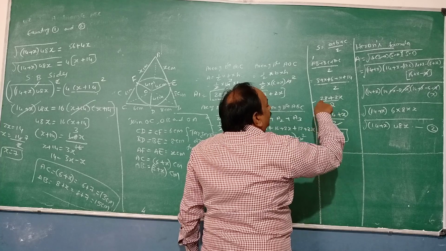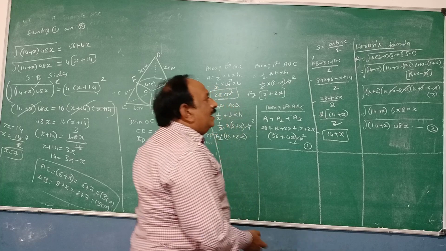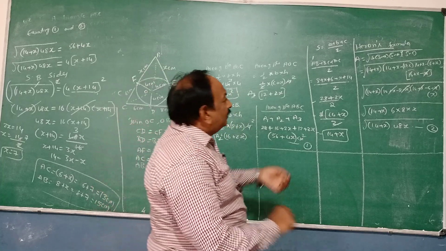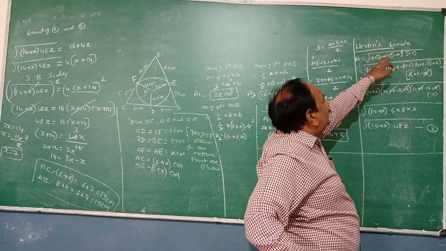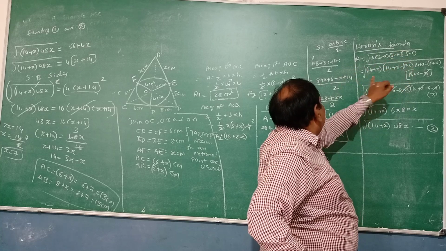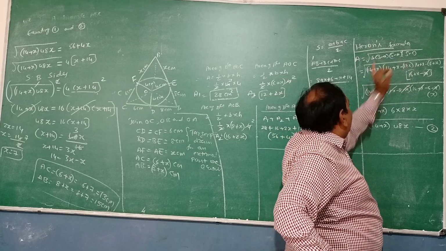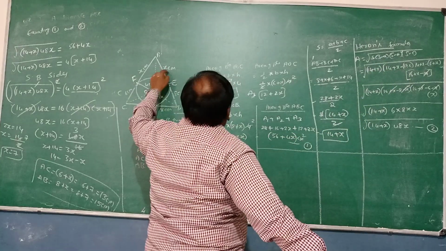2 is the common factor. 14 plus x by 2. 2 cancels, 14 plus x. Heron's formula: Area is equal to root of S into S minus A into S minus B into S minus C. S is 14 plus x. 14 plus x minus A. A means this one, 8 plus x.